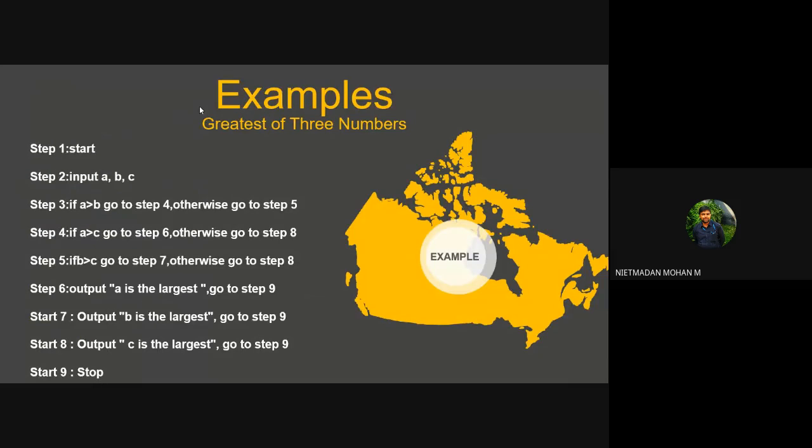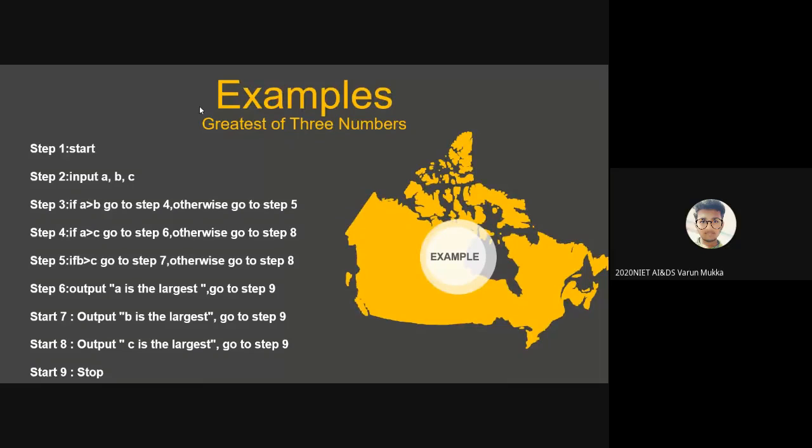I am giving you an input: A is equal to 1, B is equal to 2, and C is equal to 3. So which one is greater? C is greater, sir. Okay, so where will the algorithm terminate? Step 8, sir. Step 8, the algorithm will terminate, right? So once the termination has been done, then only the stop function will come into action.